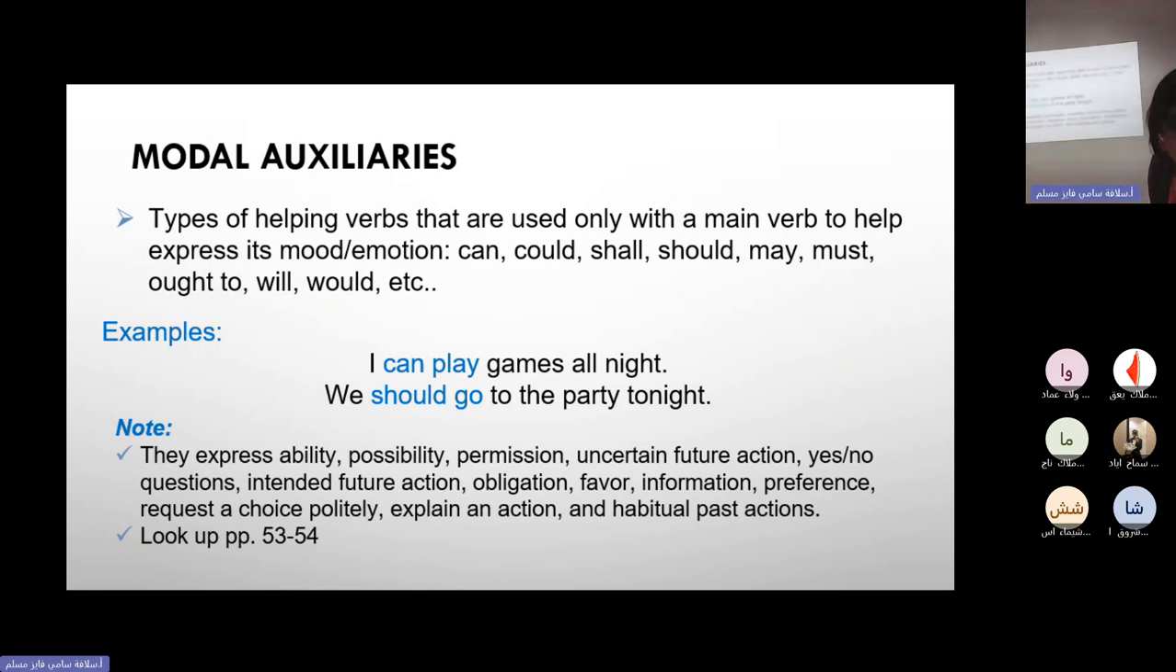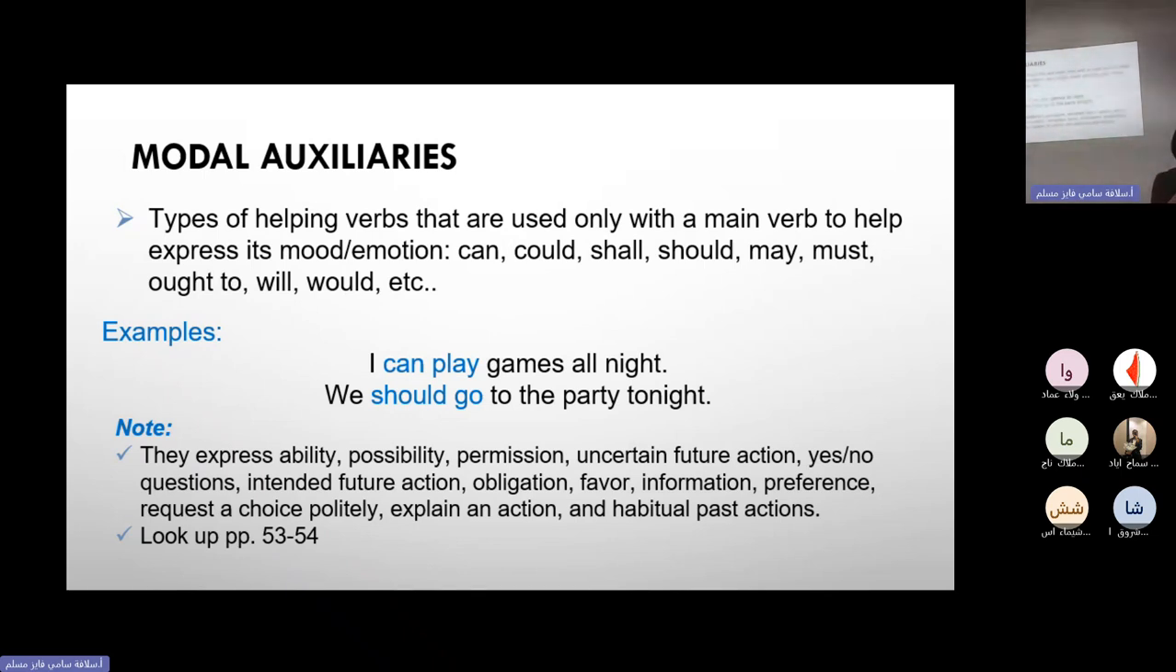مين هن؟ اللي هن الموديل auxiliary. Example يا شروق. سماح اقرأ examples. I can play games all night. I can. Okay? يلا اللي بعده. We should go to the party tonight.